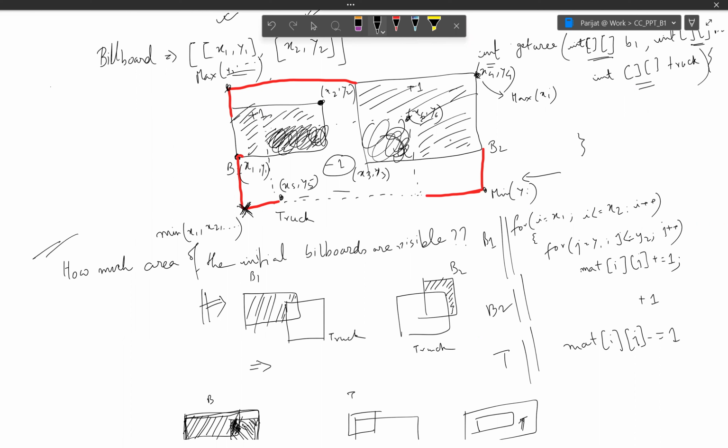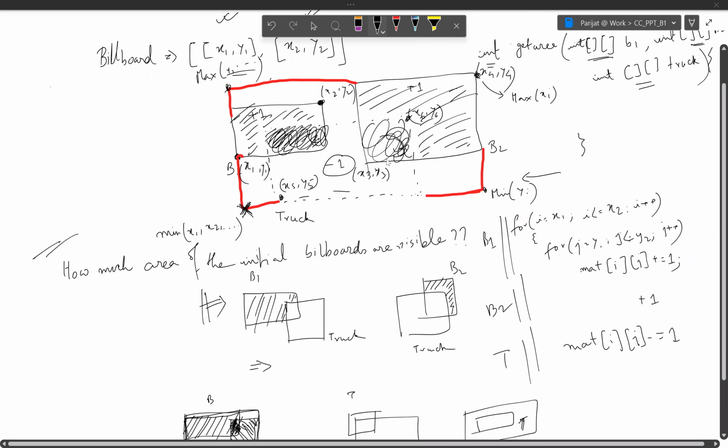Right? Does it make sense, first of all? This is a very, very interesting geometry-based problem. Any questions? Anyone has a question? Billboards are overlapping.